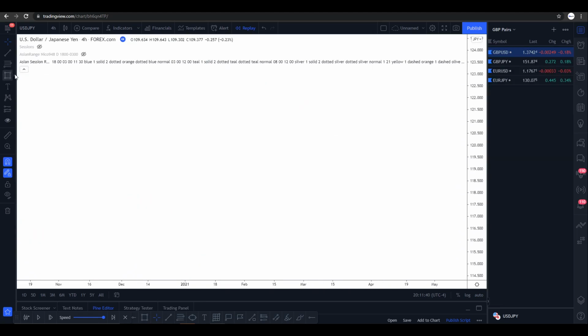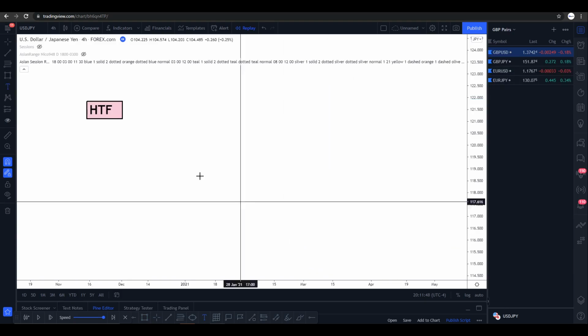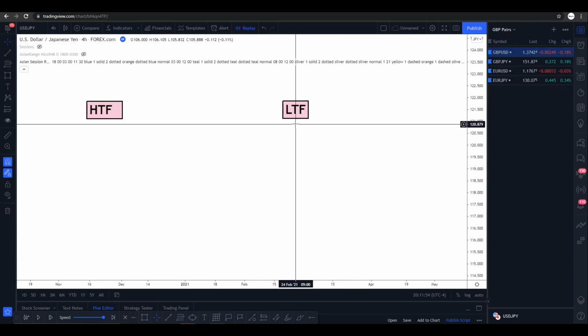So let's go up here and let's type in HTF for higher time frame. Make this like, I don't know, like 40 background, boom. And then let's just make one called LTF for lower time frame. So what's the difference between higher time frame and lower time frame?